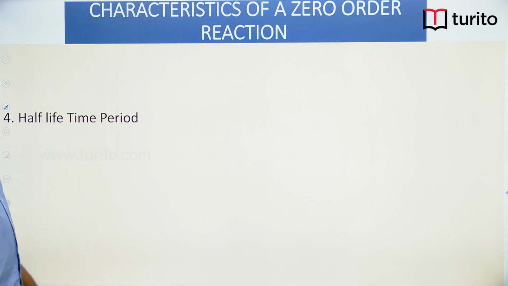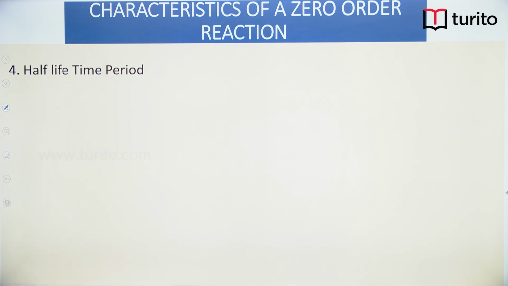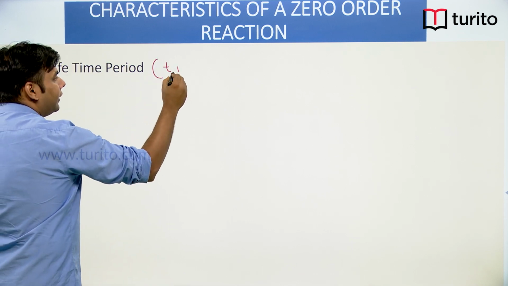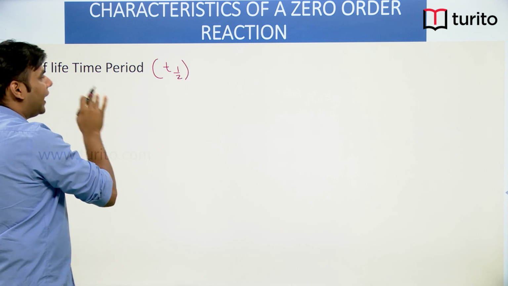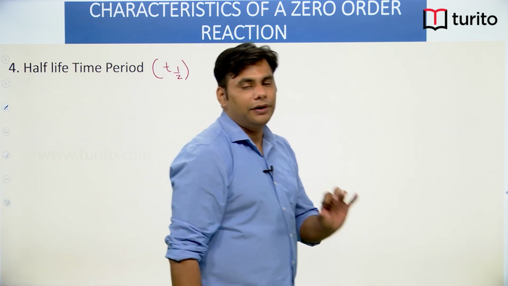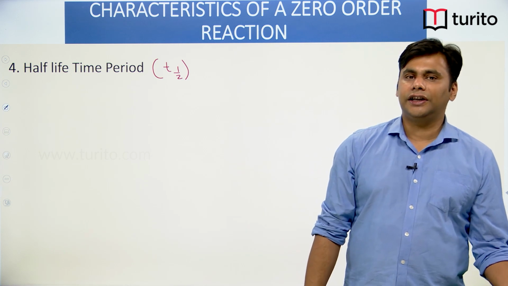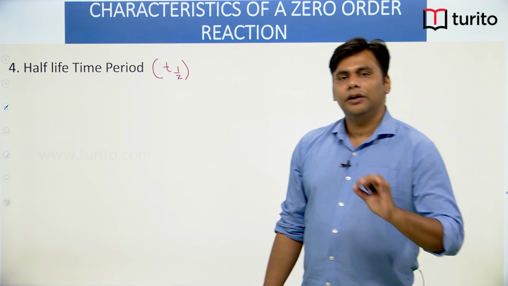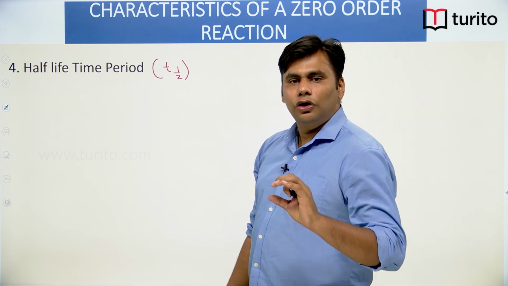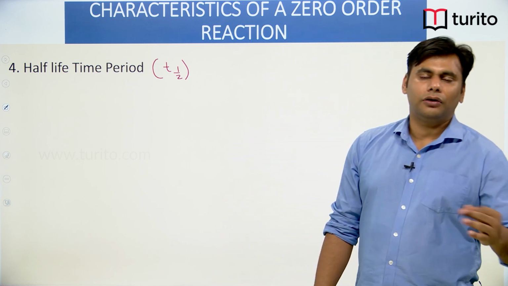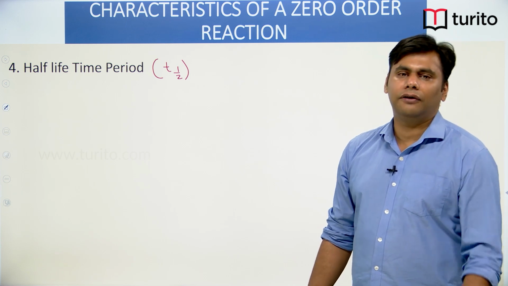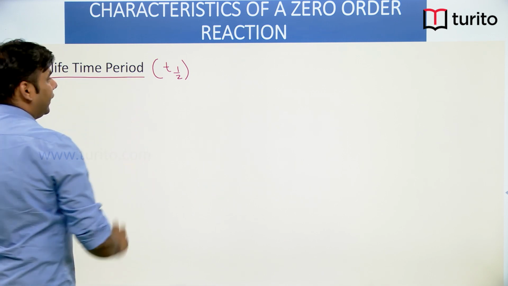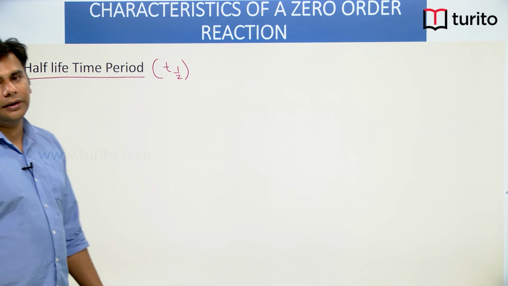Okay, the next important point is half-life time period. Half-life time period is written as t half. Now what is exactly half-life time period? Half-life means half of the reaction has taken place. Half-life time period is the time required for a particular reaction to decrease its concentration to half its original concentration. So basically half-life time period is the time when the concentration of the reactant becomes half.